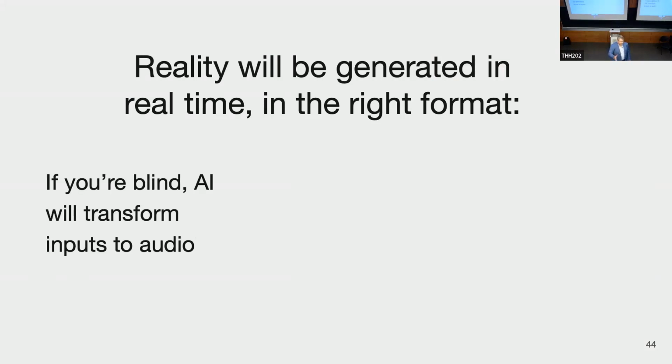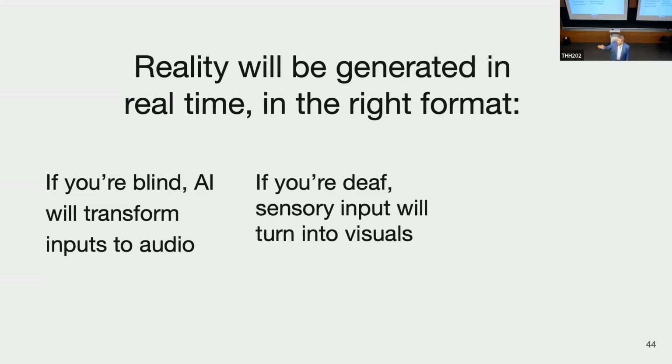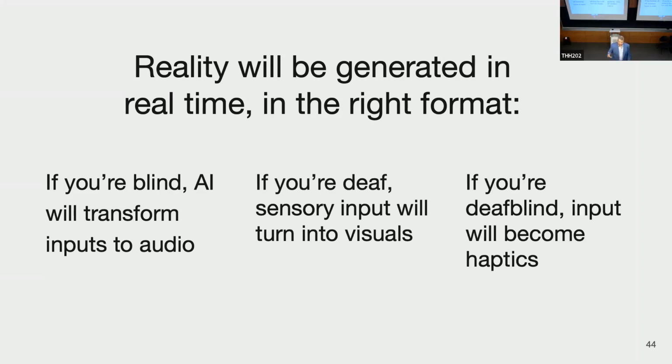So if you are blind, you live a very verbal life, and it's going to translate, because the transformers are really good at taking one language or one type of input and turning it to another. So it's going to take everything that is visual, turn it to verbal. If you are deaf, then sensory input will become visual because you live a visual life. And then last but not least, we're going to see that haptics using sensory substitution will be used for people who are deafblind because they're going to be able to understand it through the haptics.